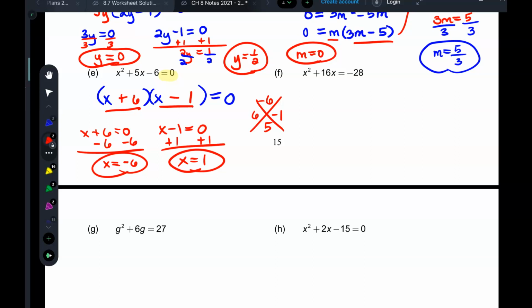So that's really what we're going to do. Basically, we want to make sure it's equal to 0. We look for a GCF. If that doesn't work, then we factor it like we did last week.